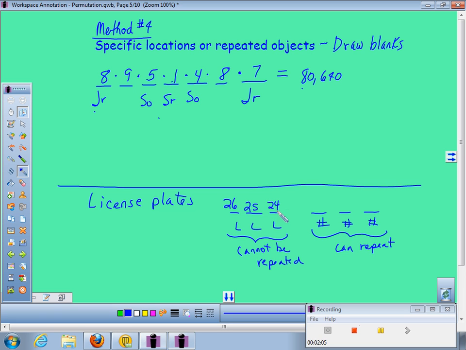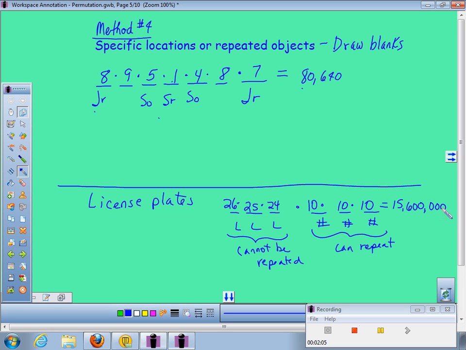Okay, numbers. How many single-digit numbers are there? What about 0? 10. There are 10 single-digit numbers. Okay, these can repeat. So there's 10 all the way across, because they can be used over. You can have a license plate with 111 in it. Okay. And so then if you multiply all those together, you'll find out there would be 15,600,000 license plates with that particular restriction.